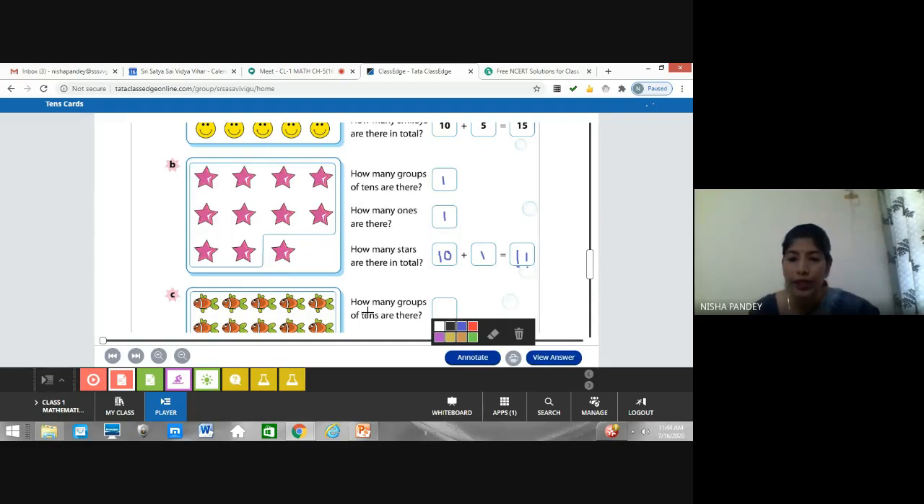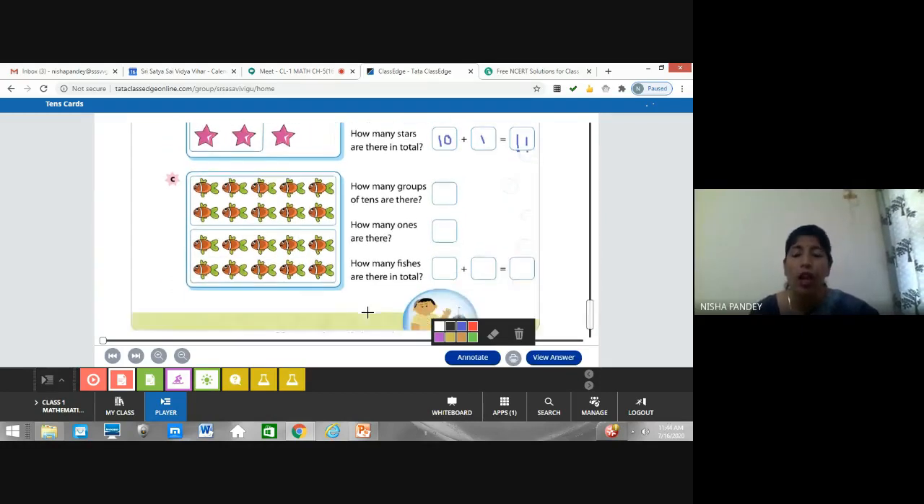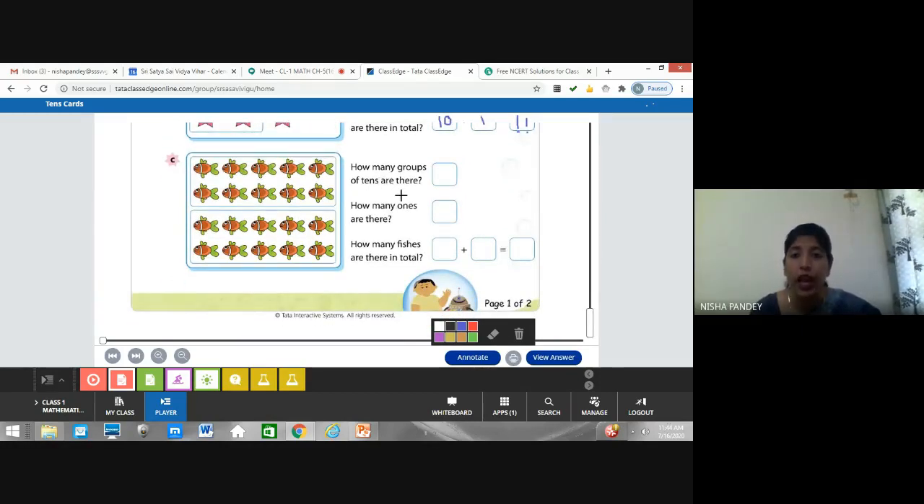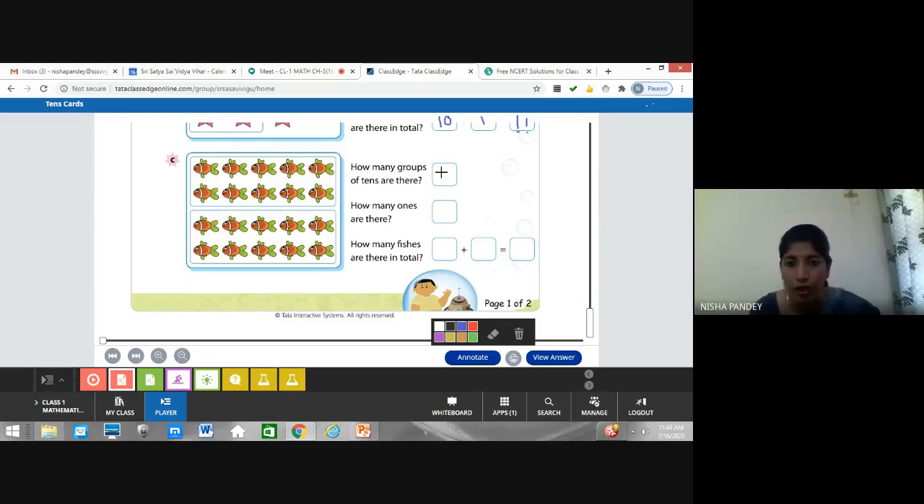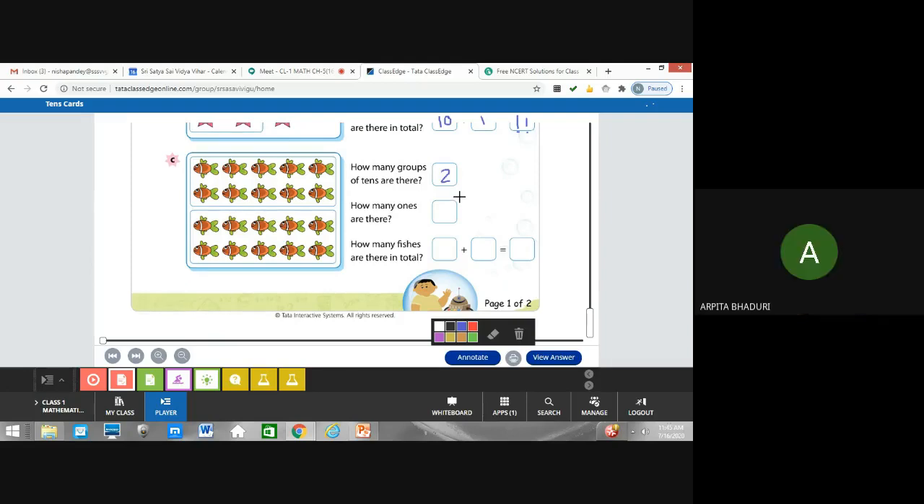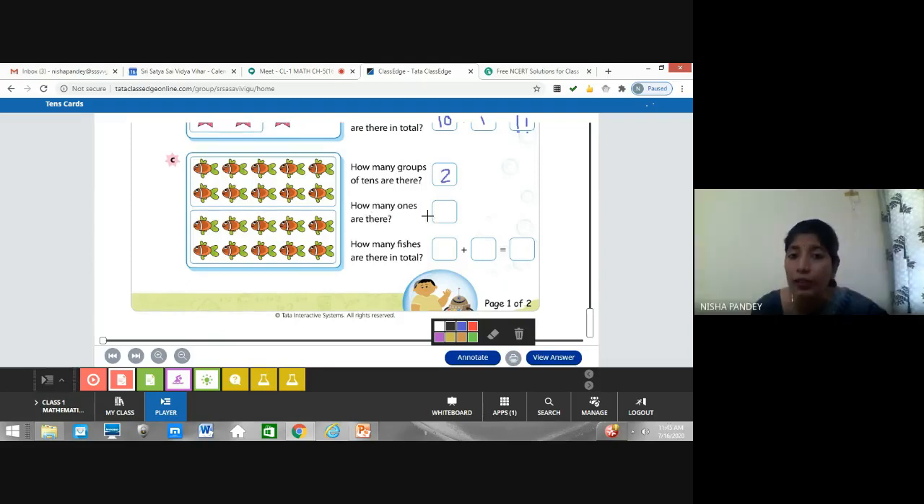Okay, let's see the next one. How many groups of tens are there? You can see two boxes inside the big box. It means we have two groups, right? So we'll write here 2. As it is a group of 10 fishes, we'll just count the boxes and write 2 here, right? Now, how many ones are there?